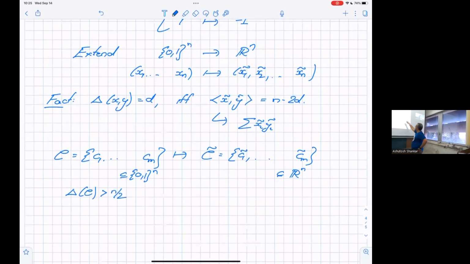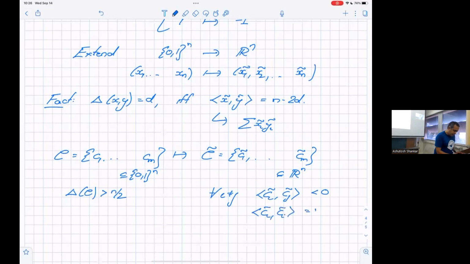What does that mean over here? If Ci, Cj is negative, that is, for all i not equal to j, the inner product of Ci tilde and Cj tilde is less than 0. In other words, they hold an obtuse angle with each other. And of course, we also have for i equals j, this is n. We won't use this.